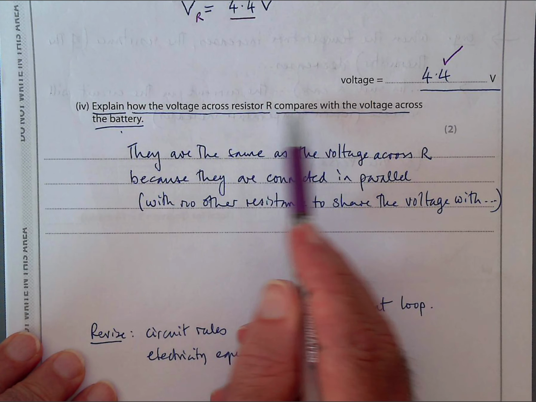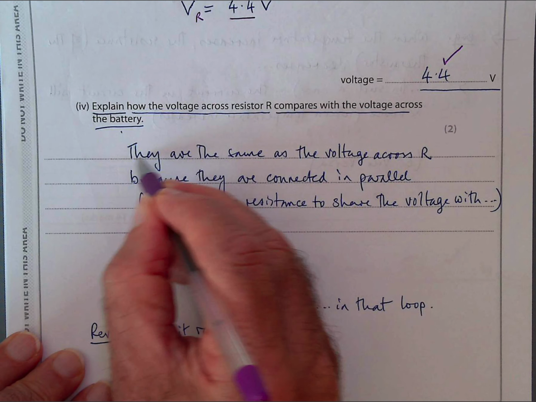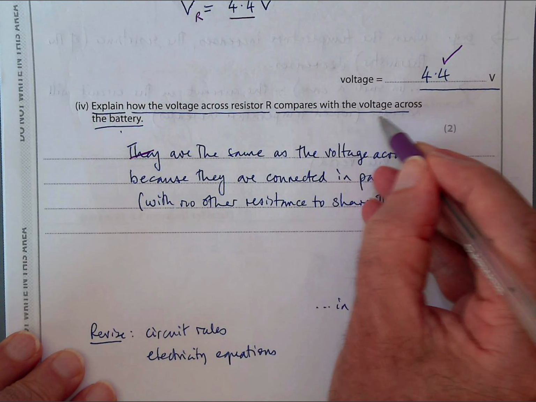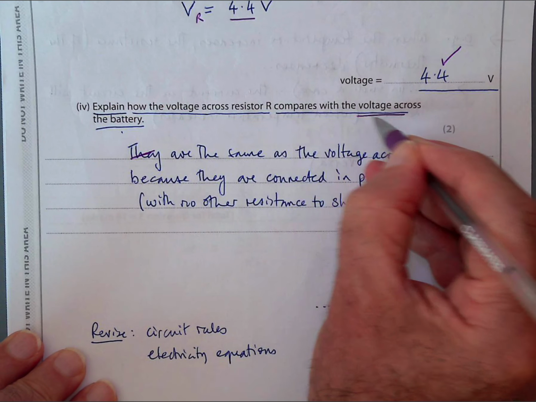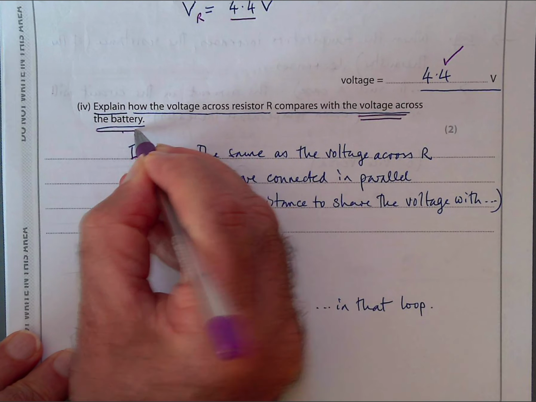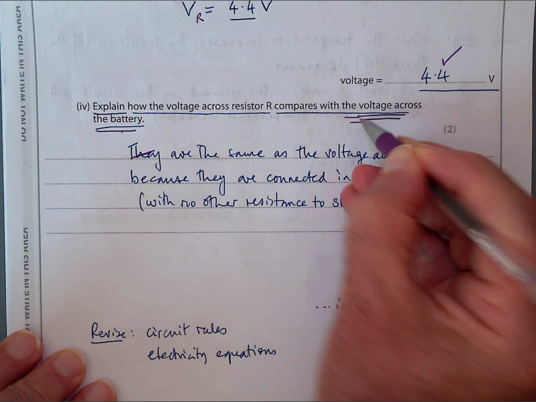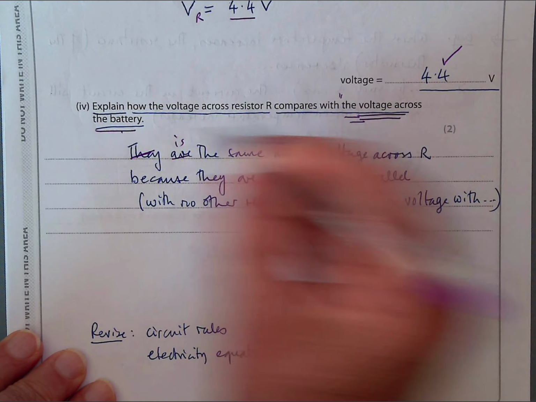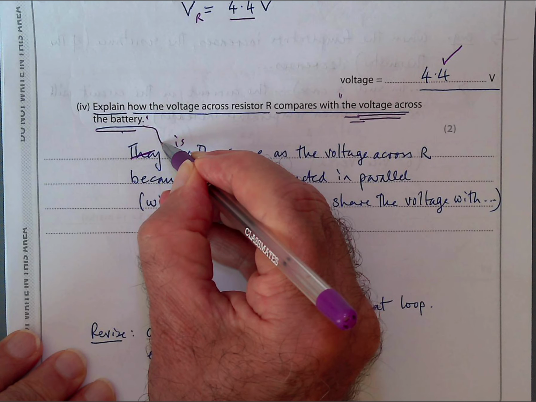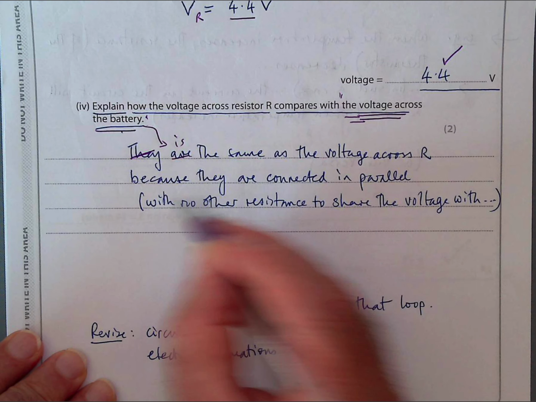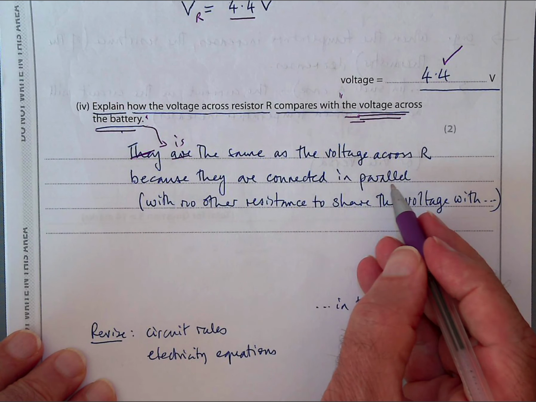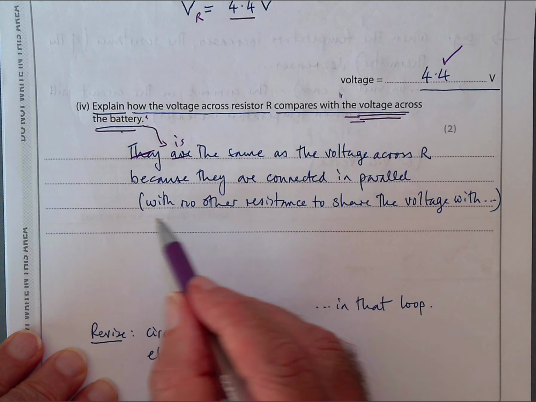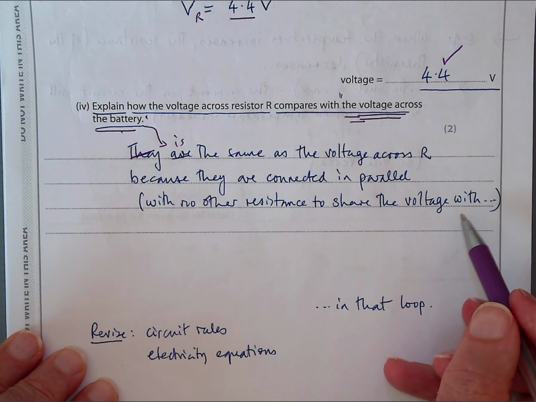Explain how the voltage across R compares with it. I don't know why I put that there. The voltage across the battery. I should write this out in full, really. The voltage across the battery is, so all of this should be in your answer. The voltage across the battery is the same as the voltage across R because they are connected in parallel with no other resistance to share the voltage with.